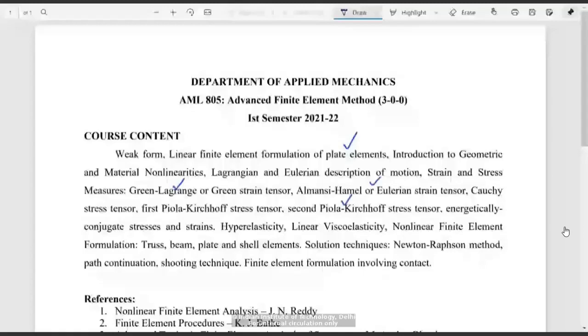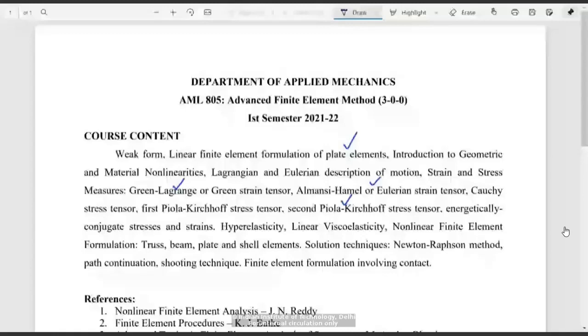And after talking about these stress and strain measures for finite deformation, we will talk about what are the energetically conjugate stresses and strains. For example, the Cauchy stress tensor is energetically conjugate to essentially the gradient of displacements. The first Piola-Kirchhoff stress tensor is energetically conjugate to the deformation gradient. The second Piola-Kirchhoff stress tensor is energetically conjugate to the Green Lagrange or Green strain tensor. So these are the things I will be talking about.